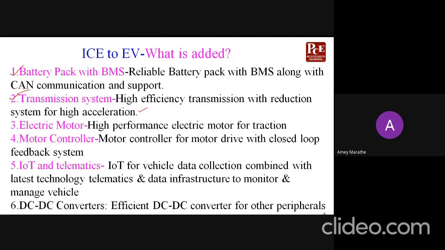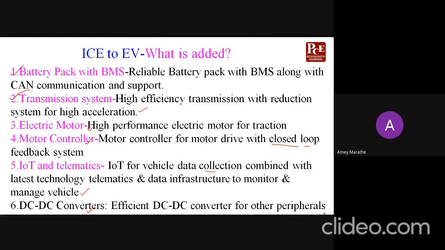Electric motor, a high performance electric motor for traction, and a motor controller. We require a motor controller for the motor drive, because we need a closed loop system. We require a closed loop feedback system, and we require IoT and telematics. We require IoT for data collection, and telematics and infrastructure to monitor and manage the vehicle. So basically this is all the parts we need to add, and we will need to add DC-DC converters as well. So efficient DC-DC converters for other systems.